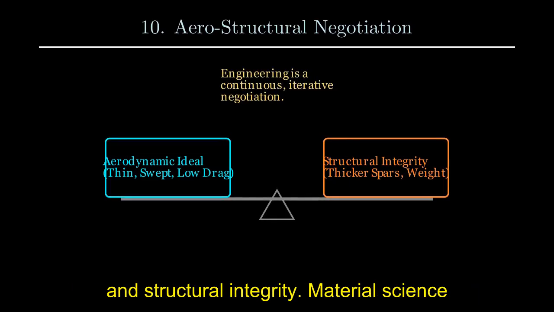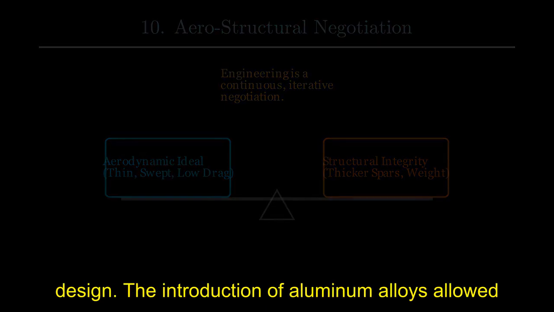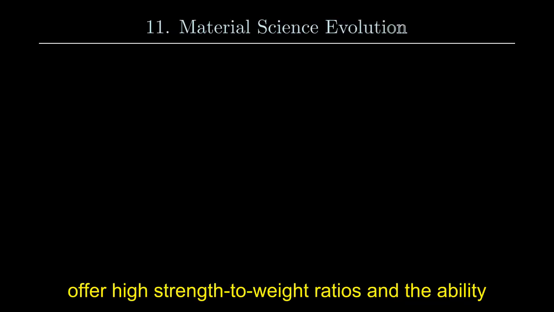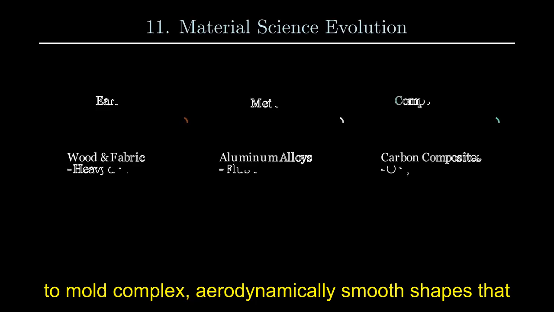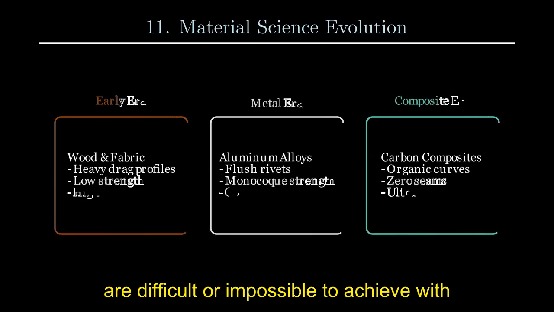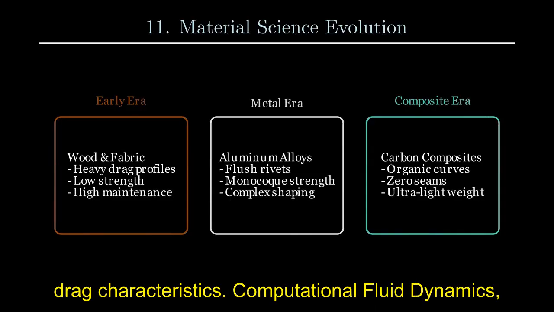Materials science advancements have directly impacted aerodynamic design. The introduction of aluminum alloys allowed for larger, more complex structures than earlier wood and fabric designs. More recently, composite materials like carbon fiber reinforced polymers offer high strength-to-weight ratios and the ability to mold complex, aerodynamically smooth shapes that are difficult or impossible to achieve with traditional metals, further optimizing both lift and drag characteristics.